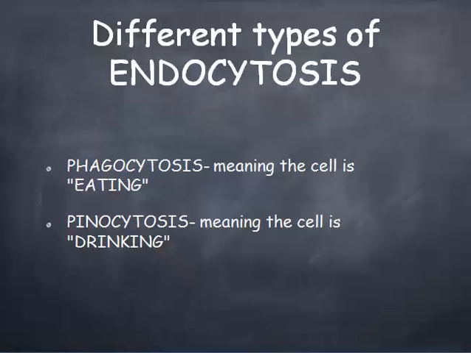Finally, different types of endocytosis. There's phagocytosis, meaning the cell is eating. So basically when the cell is bringing in food that it needs to consume, that would be called phagocytosis. When the cell is drinking, that will be called pinocytosis, meaning the cell is drinking stuff. So basically you can use different types of transport depending on what the cell is trying to take in to survive.